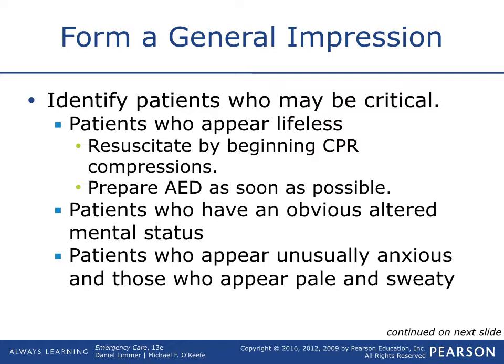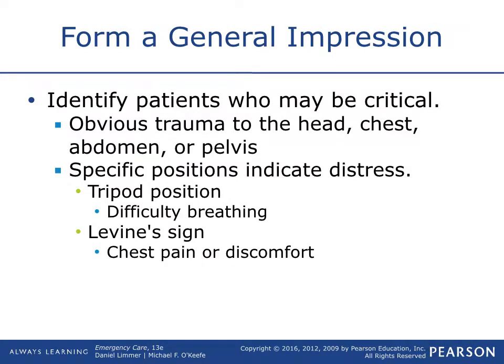Patients who appear unusually anxious and those who appear pale and sweaty. Just different ways to look at a patient. You're going to see a lot of different things, from pale and sweaty, unusually anxious, mental status, all those things work together to find a problem. Identify patients who may be critical: obvious trauma to the head, chest, abdomen, pelvis.